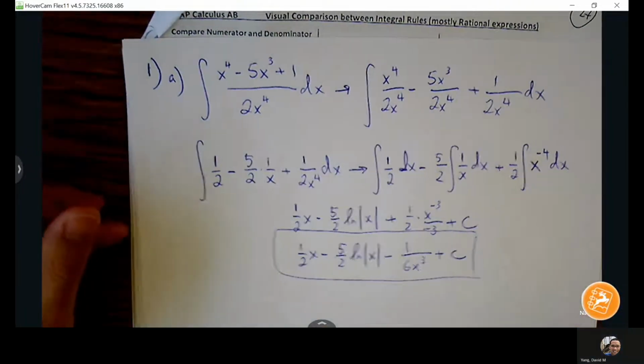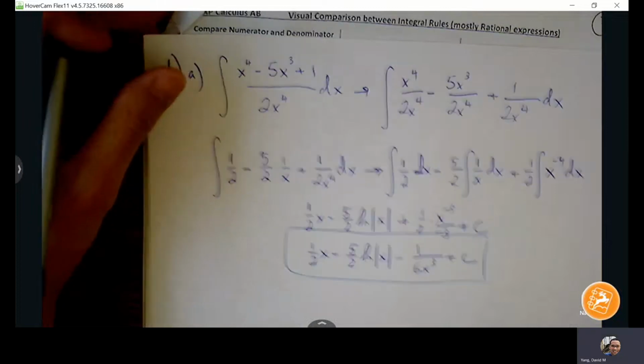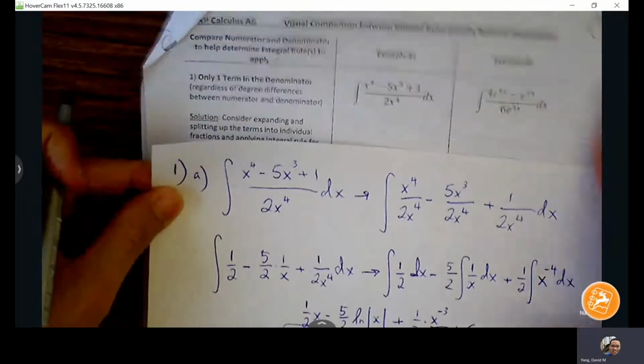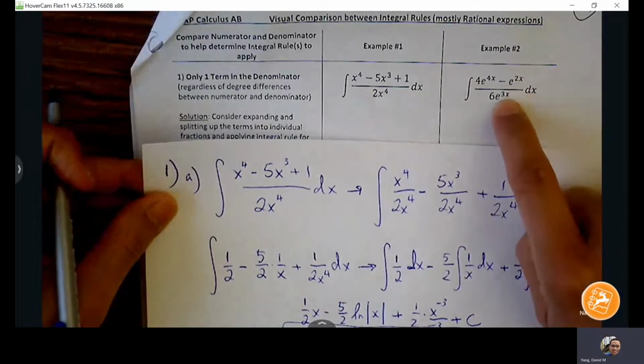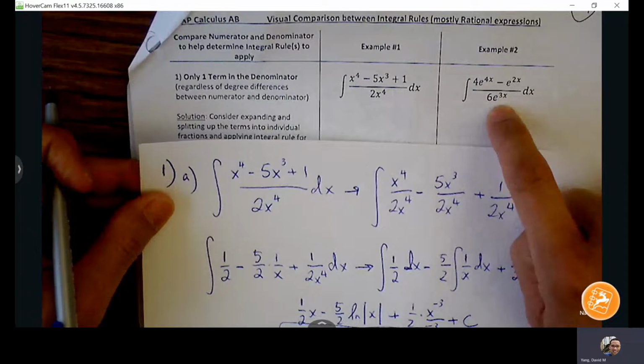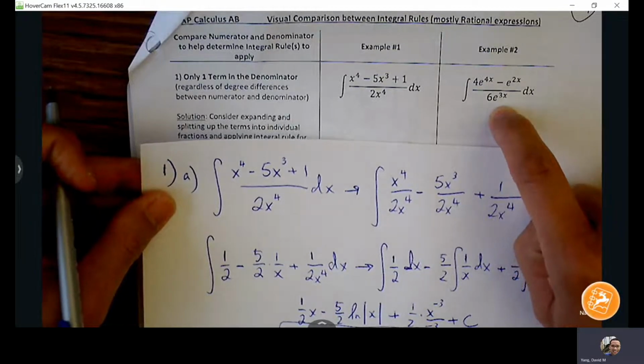Okay. 1b, let's try this one as well. This also has one term. It may not be power rule, but we still want to separate into individual terms and see what we can do for each term individually.